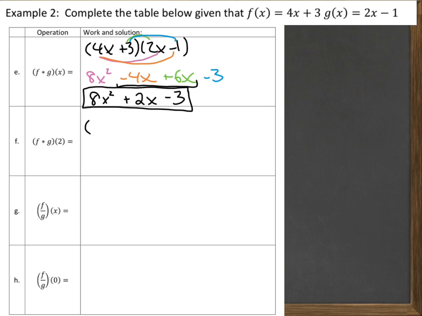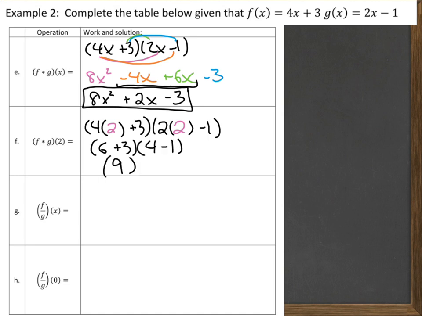All right, the next one is exactly the same, except in place of x, what value do we want? We want 2. So it says f times g of 2. So 4 times 2 is 8, 8 plus 3 is 11. 2 times 2 is 4, 4 minus 1 is 3. So last but not least, we have the product of those two numbers. Again, it makes sense that this is a numerical answer because we are given a numerical value for x.